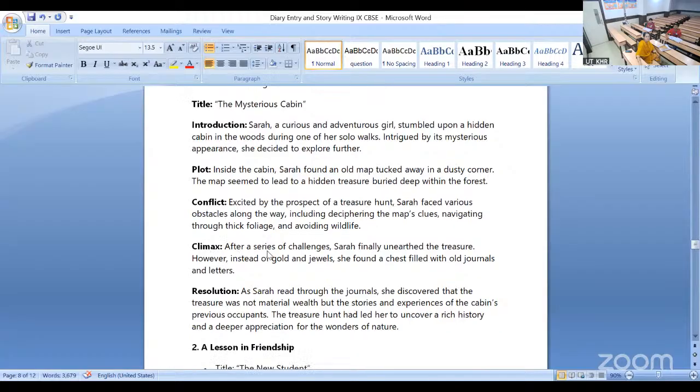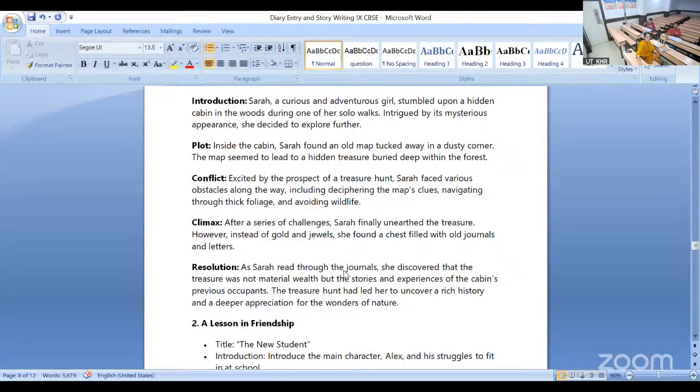After a series of challenges, Sarah finally unearthed the treasure. However, instead of gold and jewels, she found a chest filled with old journals and letters. As Sarah read through the journals, she discovered that the treasure was not material wealth, but the stories and experiences of the cabin's previous occupant. The treasure hunt had led her to uncover a rich history and a deeper appreciation of the wonders of nature.